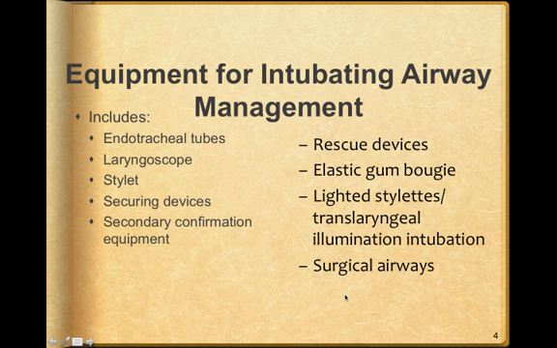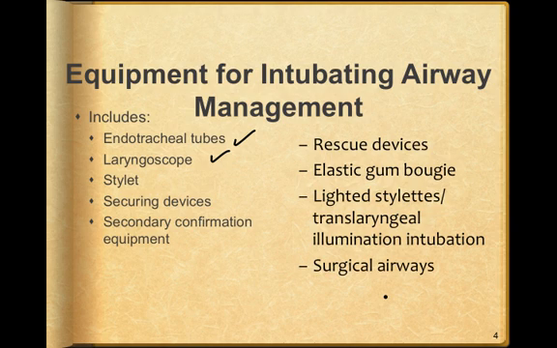Equipment for intubating airway management. Now, very simply, look at the skills section on this. Whenever we talk about things like endotracheal tubes and laryngoscope, most of these are psychomotor skills that you'll be working out in the lab. So you'll need an endotracheal tube, very simply about the size of the patient's little finger, a laryngoscope, a stylet, securing devices of some sort, and secondary confirmation equipment. Now, the confirmation equipment, we'll look at them here in a second. They can be things like capnography, colorimetric end-tidal CO2 detectors, or an esophageal detection device. We'll take a look at some of those.